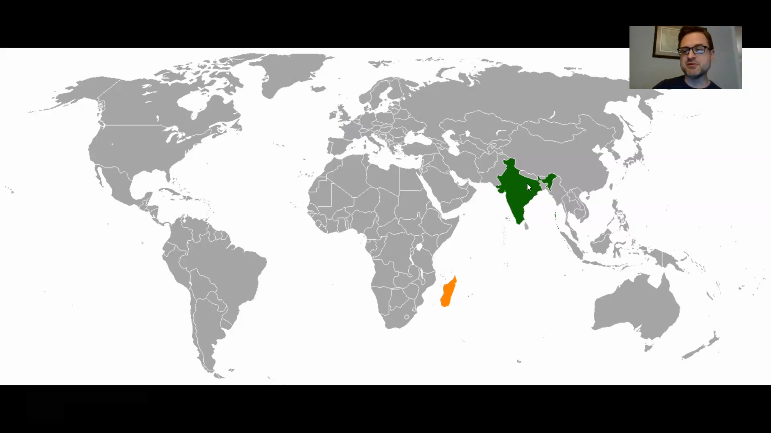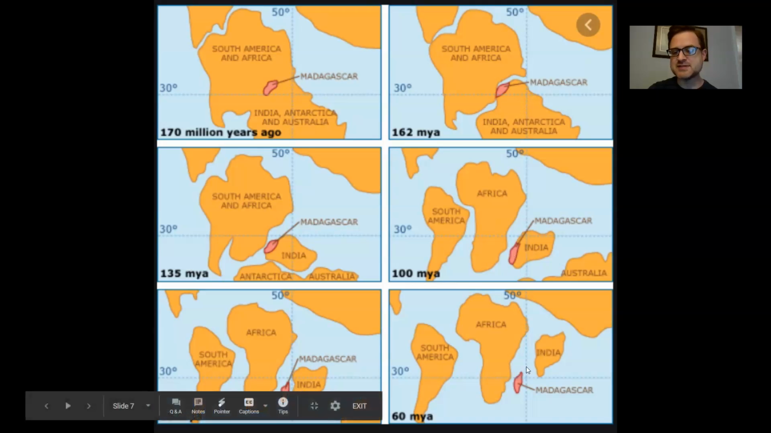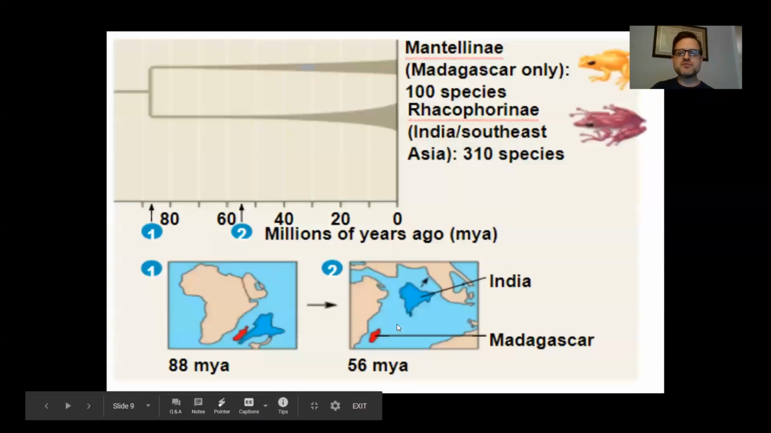And the species we're going to talk about are two species of frog, and they're not swimming across the ocean from Madagascar to India. Okay, so again, look back at this diagram. 100 million years ago, they're connected. 88, they start to separate. 60, you get the idea.